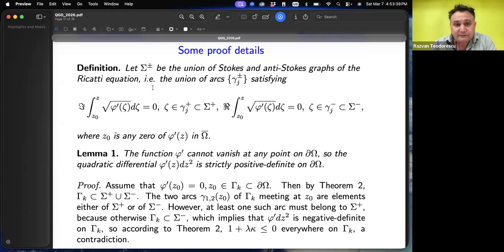When one does that, the natural object that is used in the ODE theory is the so-called Stokes and anti-Stokes graph of the equation, which consists of arcs starting from a given point in the domain or on the boundary, z naught, subject to the condition that along the Stokes arcs, the imaginary part of this integral is constant equal to 0, and for the anti-Stokes graph, the real part is constant equal to 0. And these arcs are analytic.